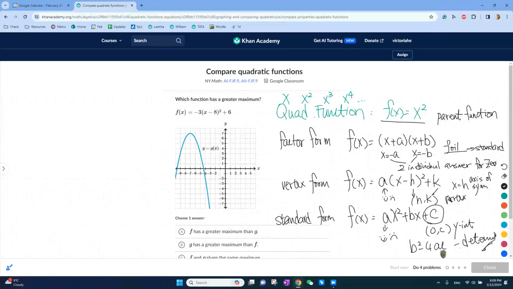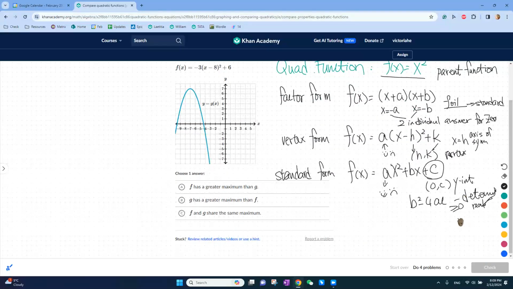This is literally telling us that if this is greater than or equal to 0, then we have real answers. And then if this is less than 0, then we're going to have two imaginary answers. Okay, so this is telling us exactly how many answers we have. We can actually have real answers or maybe imaginary answers.